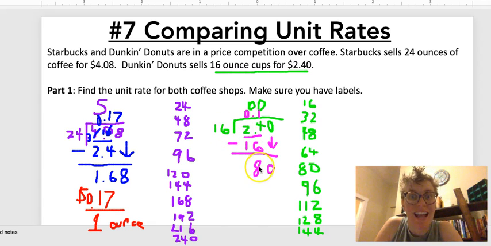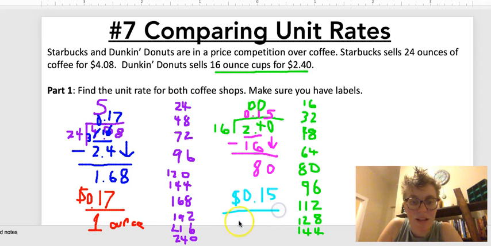16 times what is 80? If I look at my list, 1, 2, 3, 4, 5. So this is going to be 0.15. So let's write our Dunkin' Donuts down here. That means that my Dunkin' Donuts is going to cost me $0.15 per 1 ounce. That's the unit rate for Dunkin' Donuts.